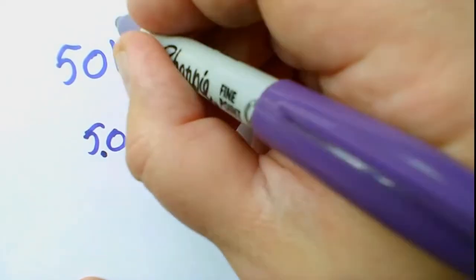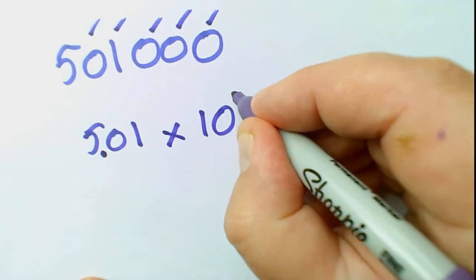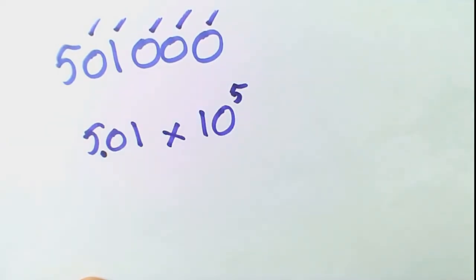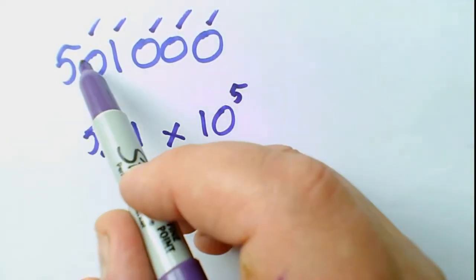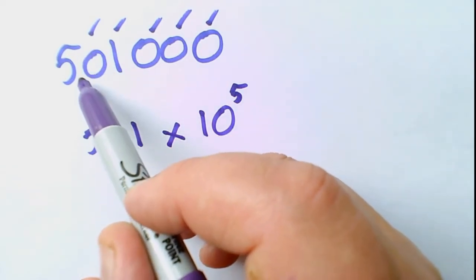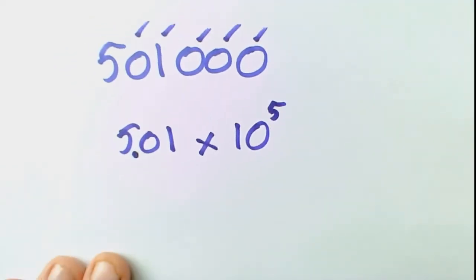1, 2, 3, 4, 5. And you can put your 5 in there. So remember, you count the digits. It's not all of them. You just need to stop when you get to this before the first one.